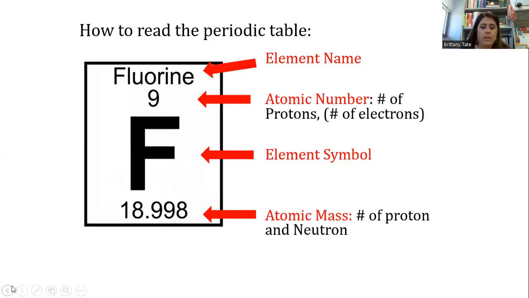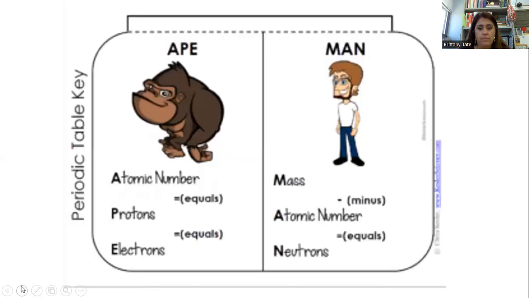So if we go back and look at fluorine, we would subtract the atomic number from the atomic mass to get the number of neutrons. So we would round this up, it'd be 19 minus 9, so there would be 10 neutrons. So there's 9 protons, 9 electrons, and 10 neutrons in fluorine.